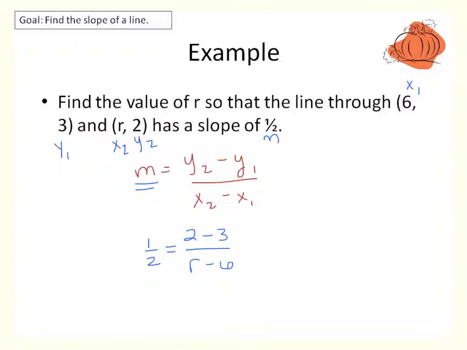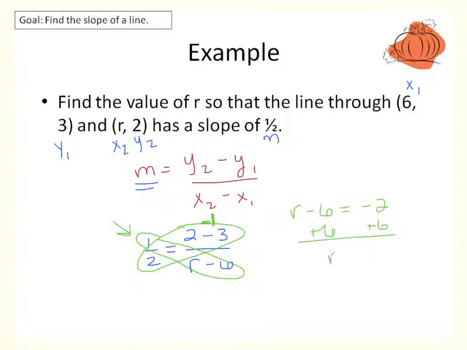Okay? This is a proportion. How do you solve proportions? You cross multiply. So we're going to multiply this way and we're going to multiply this way. The first way, 1 times r minus 6, is r minus 6, equals 2 times 2 minus 3. And actually, let's go ahead and simplify. 2 minus 3 is negative 1. So 2 times negative 1 is negative 2. Add 6 to both sides. r equals 4. Alright, so if you wanted to check this, put 4 in for r up here and then find the slope of these two ordered pairs and you should get a half.